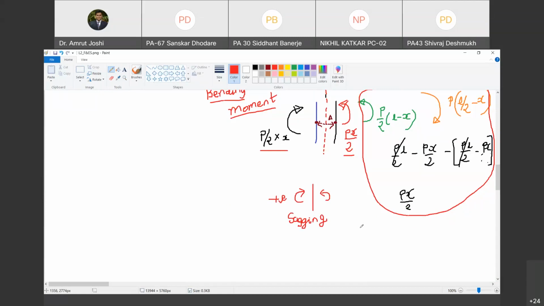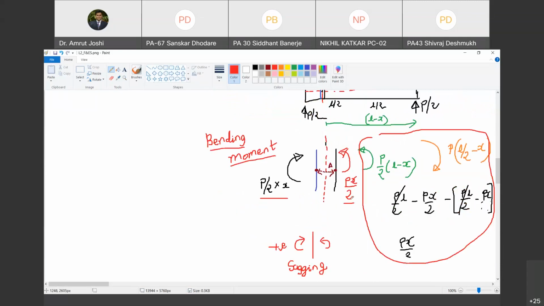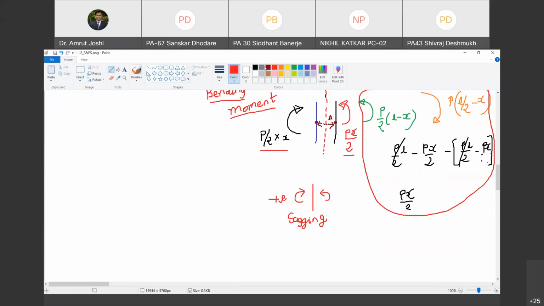Yes, sir. Okay. Now let us try to look at what is the effect of this bending moment. The cross section which is marked in blue on the left hand side and the cross section which is marked in black on the right hand side, under the action of these two equal and opposite moments, both these cross sections will rotate. The blue one will rotate clockwise, the black one will rotate anti-clockwise. Do you agree with me?